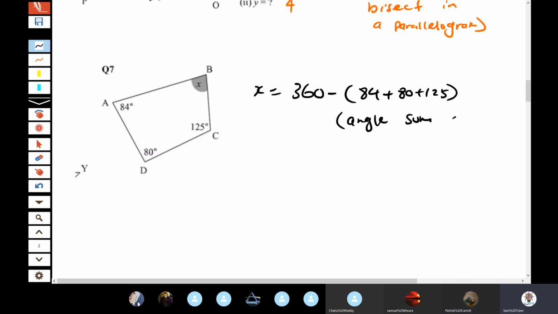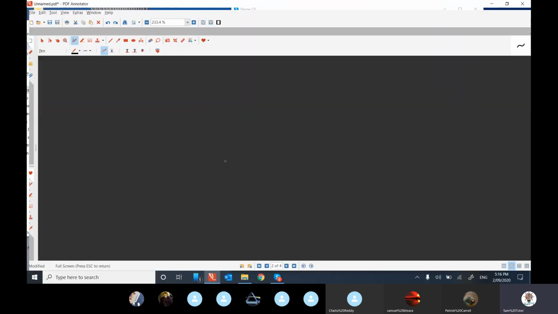Angle sum of a quadrilateral. Very easy. The answer to this would be 164 plus 89. So 360, take away 289. Should give you about 71. If my math is not wrong, I'm sure one of you guys would double check it. Around 71 degrees. Good work.